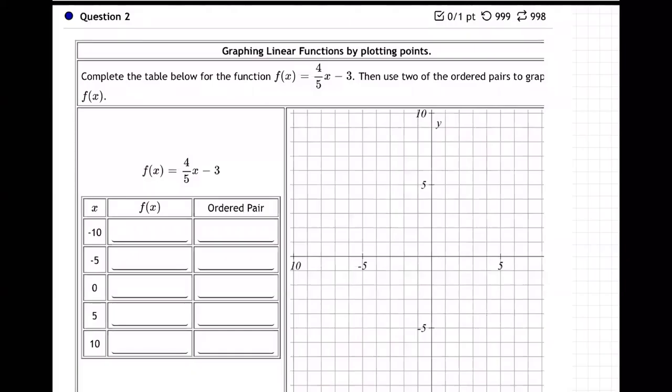Okay, on this question, they're saying graph linear functions by plotting points. Complete the table below for the function, boom. Then use two of the ordered pairs to graph f of x. Okay. So what are they wanting me to do here?